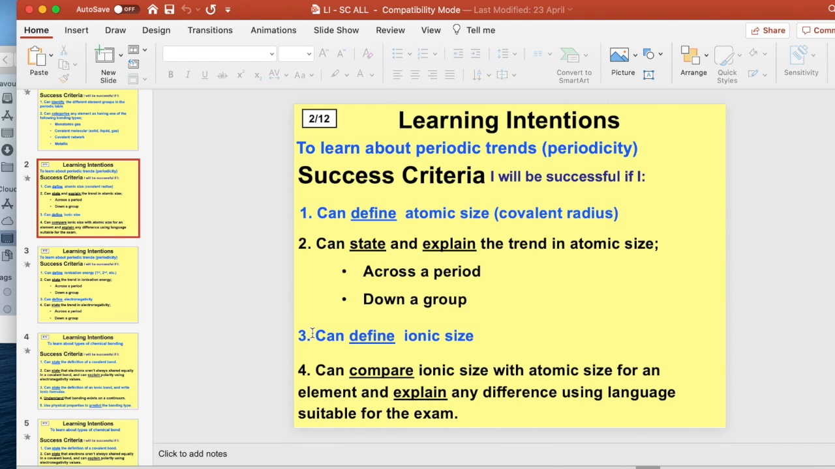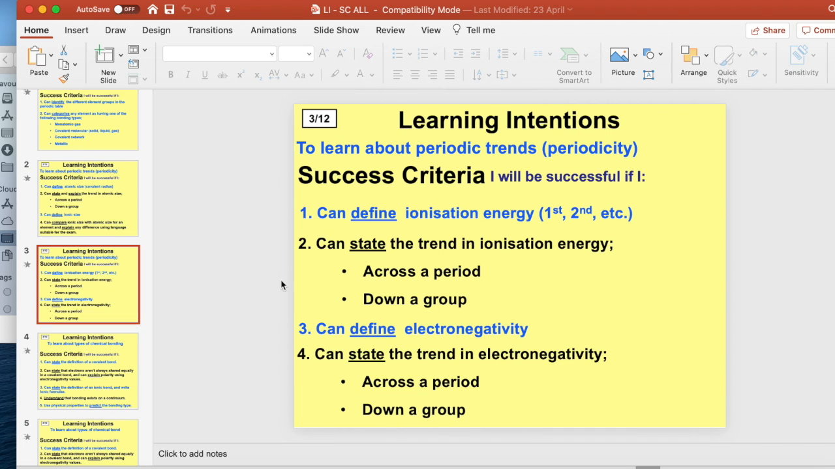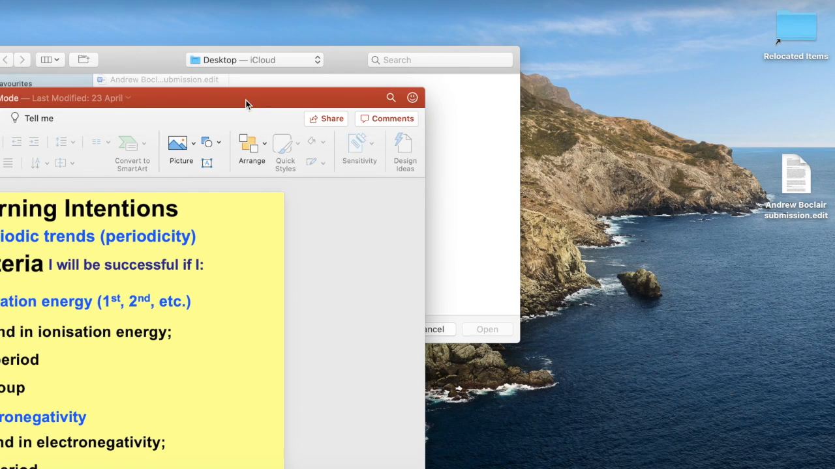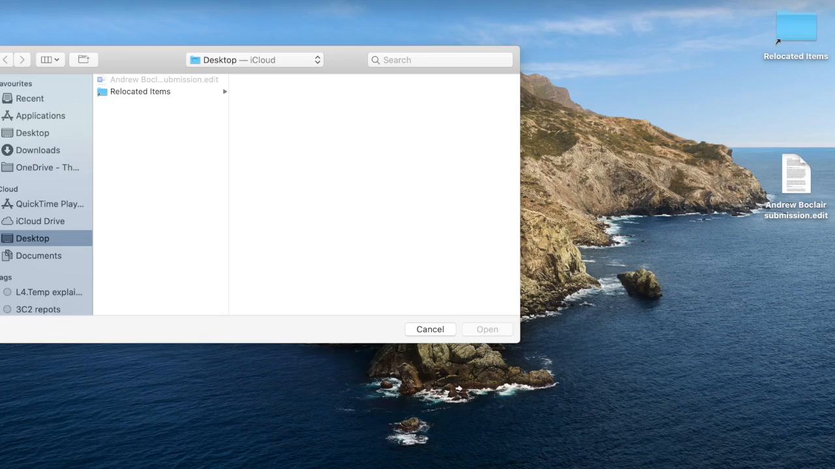I want you to find out about ionic size, sorry, and compare ionic size with atomic size for an element and explain the difference. Okay, and then I want you to move on to ionization energy. I want you to be able to state the trend in ionization energy across a period and down a group, and finally electronegativity. Okay, so quite a lot this week. So let's have a look.